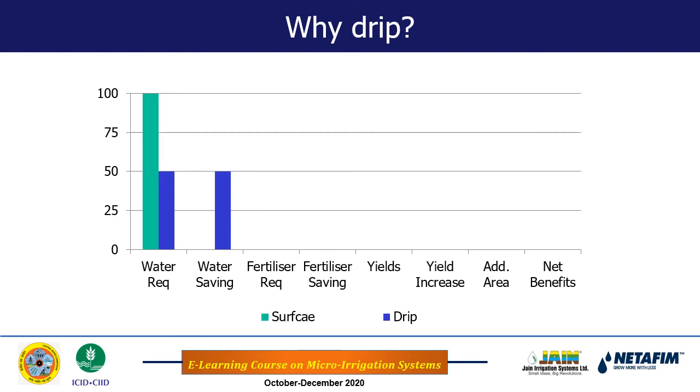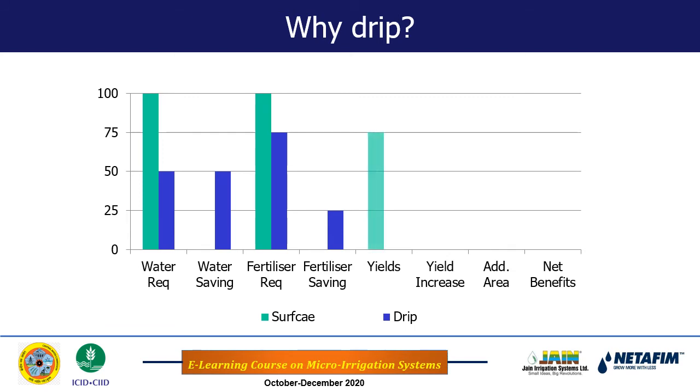Then, regarding the fertilizer requirement, if surface irrigation methods need 100 units of fertilizer, then the drip irrigation method will not need more than 75 units of fertilizer. Thus, there is a saving of at least 25% by adoption of the drip irrigation method. In case of the surface irrigation method, if we get 75 units of yield, then by means of drip irrigation we are able to get 100 units of yield. So naturally there is an increase in yield up to the extent of minimum 25% in case of the drip irrigation method.